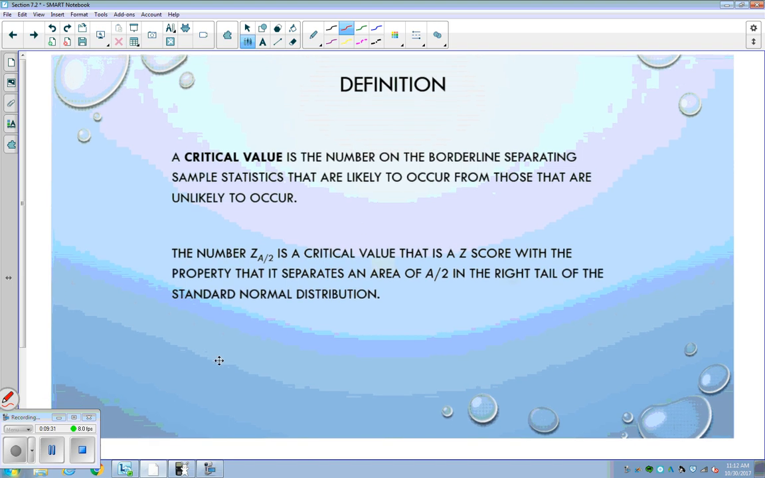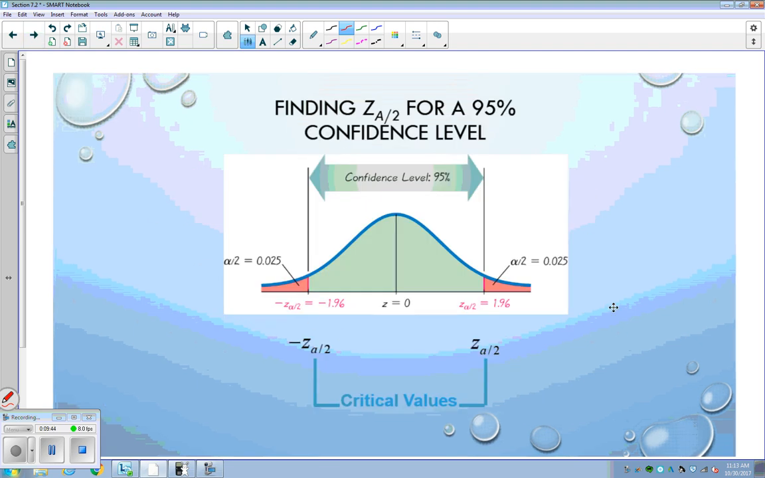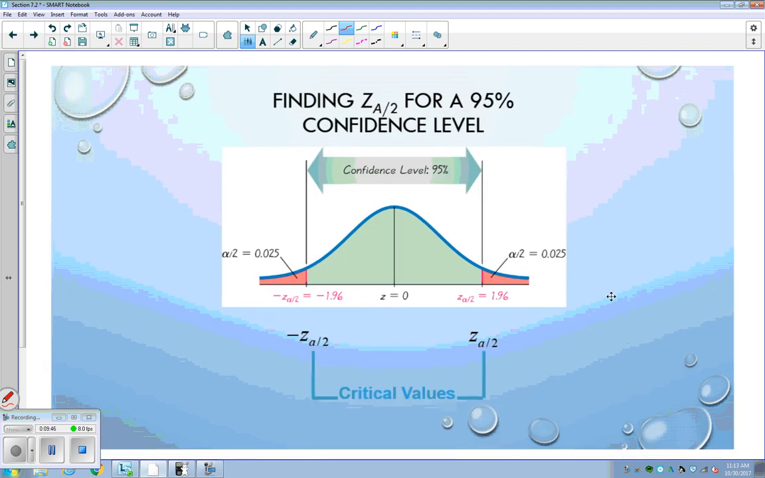So again, just to have that definition, a critical value is the number that is the borderline separating the sample statistics that are likely to occur and unlikely to occur. So here we are having that 95% confidence level. 95% would fall in here. And then I have my two critical values, and it's 0.025 and 0.025, or 2.5% on each tail.